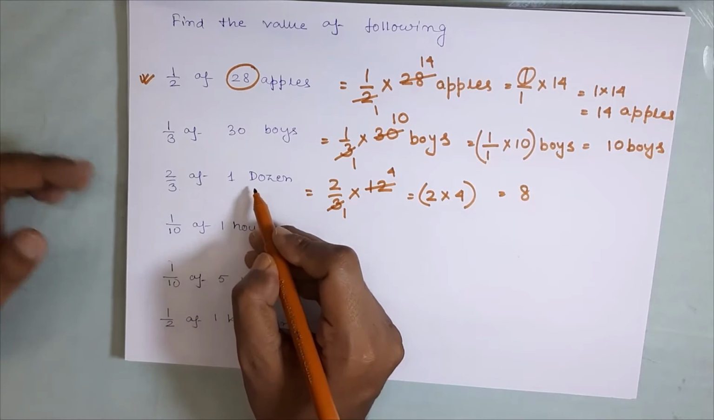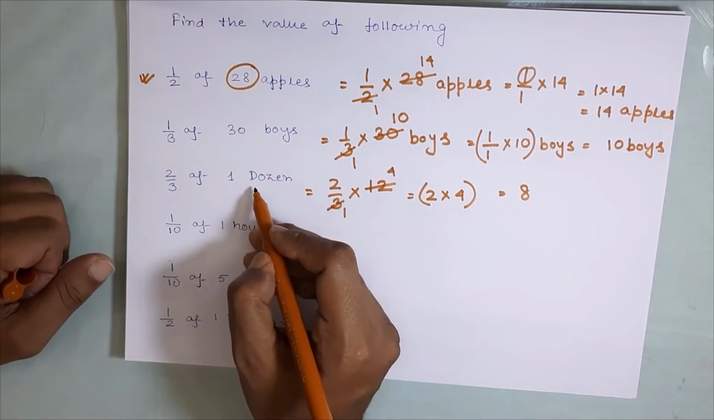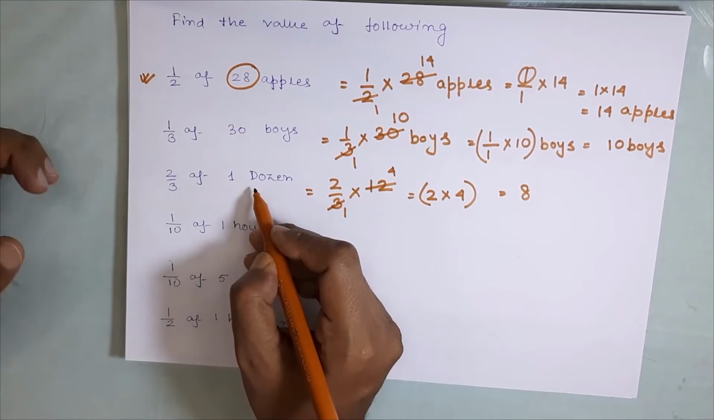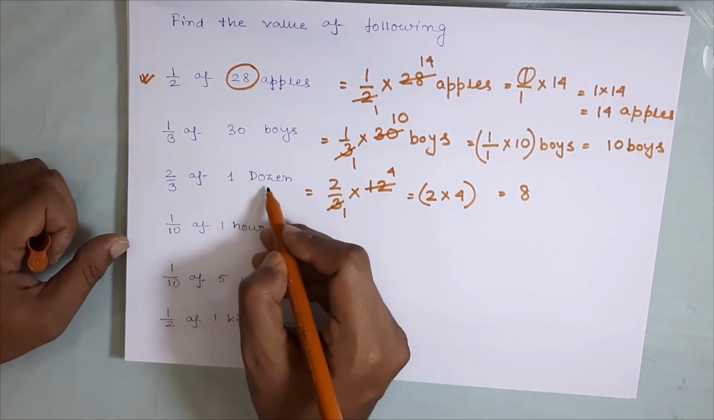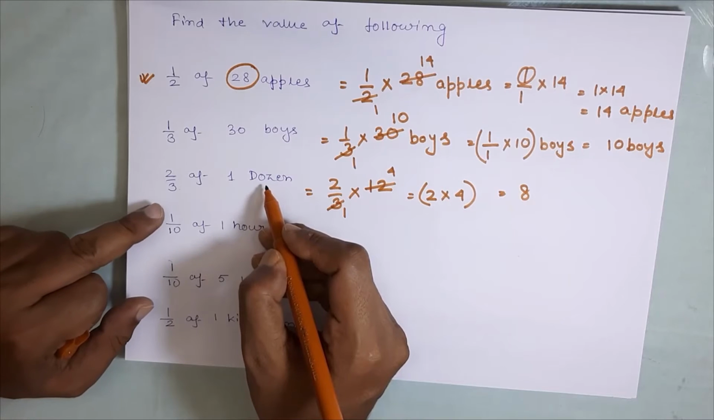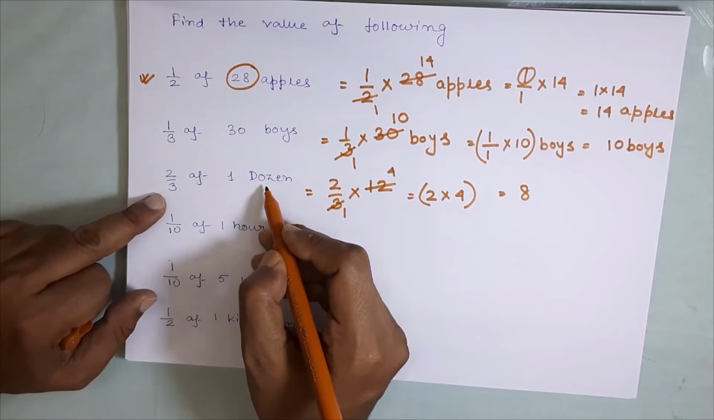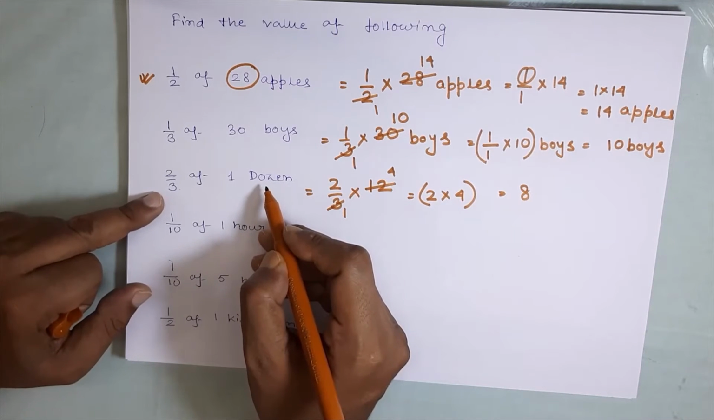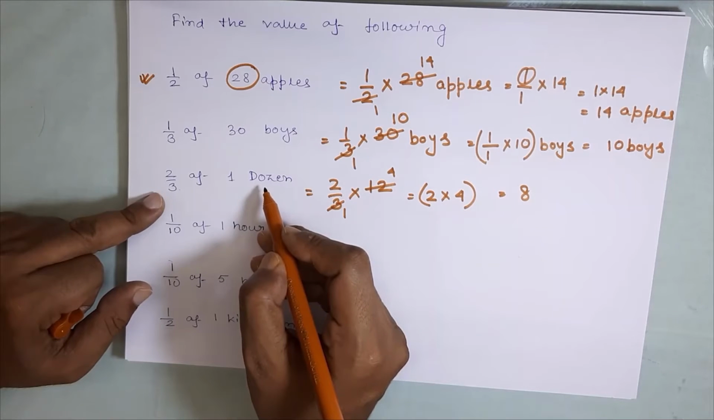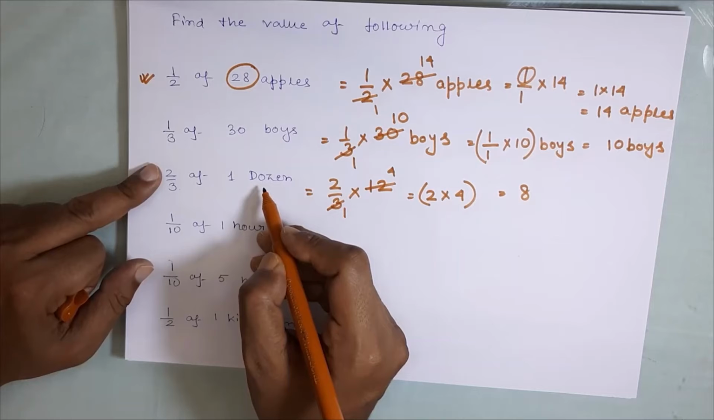Now, if you look at another aspect of it, 1 dozen is equal to 12. Now you divide it into 3 equal parts. So 12, if you divide it into 3 equal parts, we get 4, 4, 4, which becomes 12. Now you take 2 parts out of it, 4 and 4 equals 8.